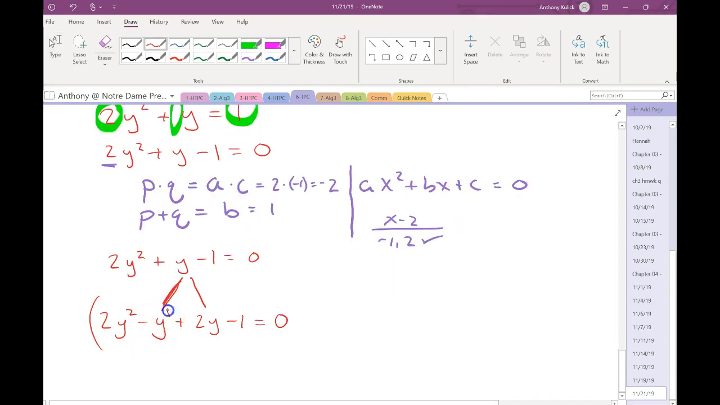I then make two groups. And then from the first group, I'm going to take out a greatest common factor. What's the greatest common factor from the first group? Y. Everybody good with that? When I factor that y off, what's left?